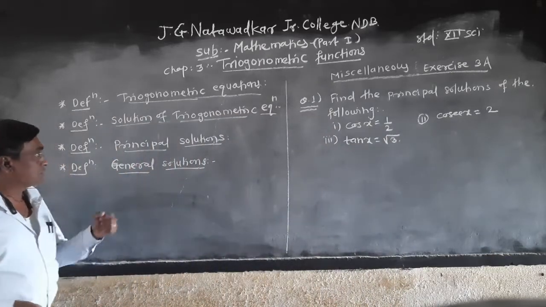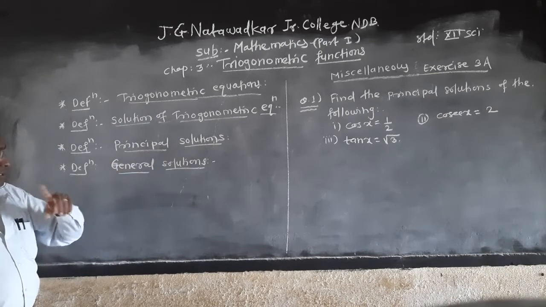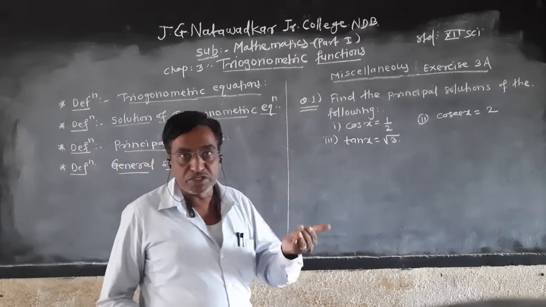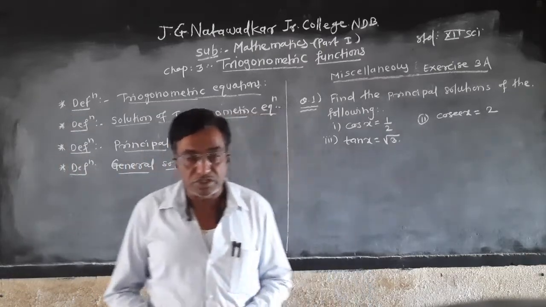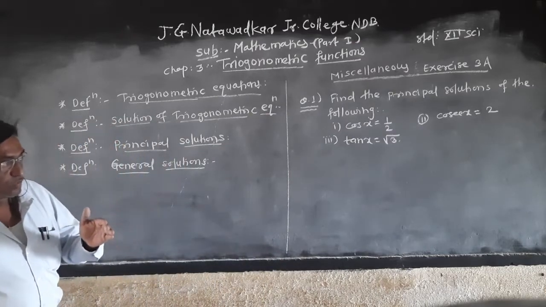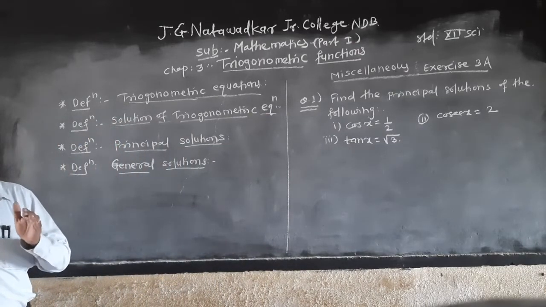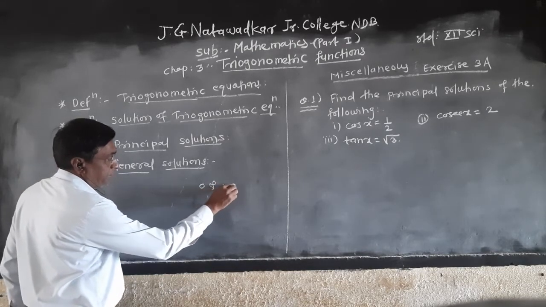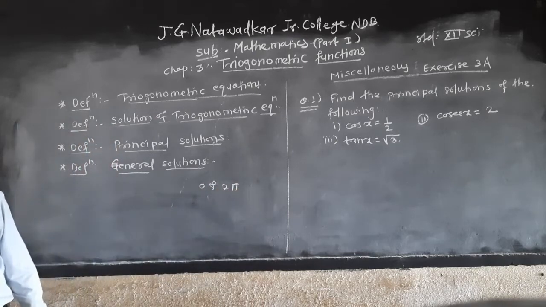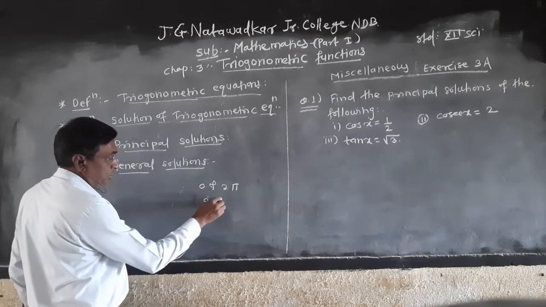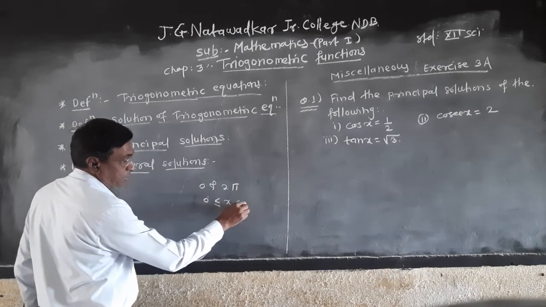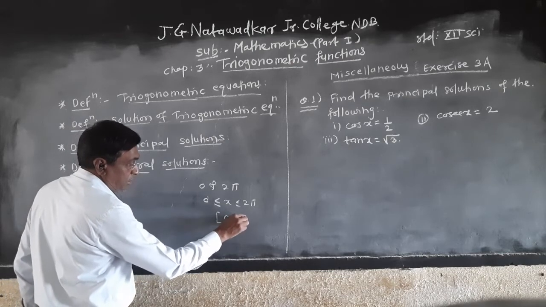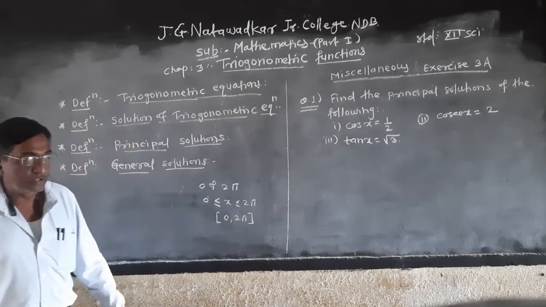The first type is the principal solution, and the other type is the general solution. Let us see what is meant by the principal solution. Principal solution means those values of the variable which lie between 0 and 2 pi, that is 0 is less than or equal to x is less than or equal to 2 pi, otherwise the closed interval 0 to 2 pi.